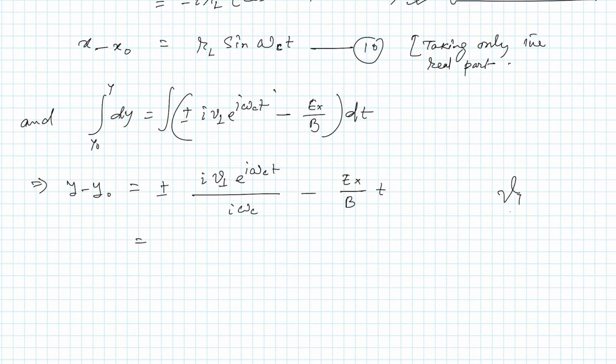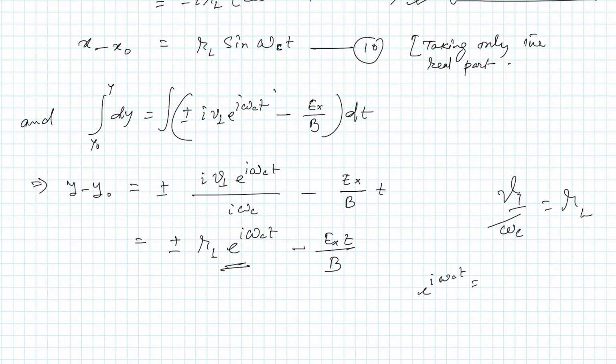So again, replace the v perpendicular by omega c times RL, that is the Larmor radius, plus minus RL, e to the power i omega c t minus E x t by B. Now here also this can be replaced by e to the power i omega c t, which is cos omega c t plus i sin omega c t. Now let us take the real part only.